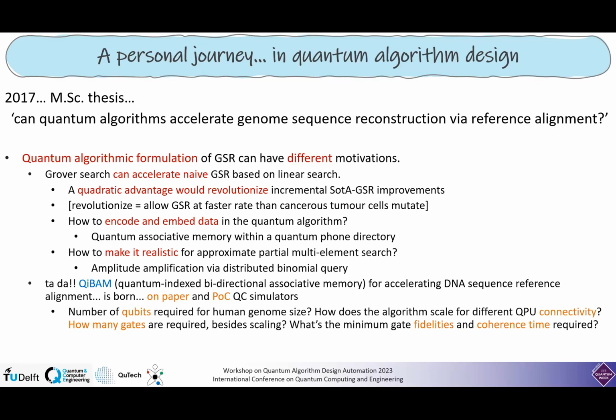Firstly, how many qubits will it need for a realistic human genome? Then, what's the QPU connectivity? How many actual gates will be required more than the scaling? What's the minimum gate fidelity that will be required if there are that many gates? What's the coherence time that translates to? And with all these factors coming into place, do you still have quantum advantage? And at that time, obviously, the answer is no. But will it ever have quantum advantage? That's a more realistic question to ask. Yeah, so these things remain open even when we are designing quantum algorithms nowadays.